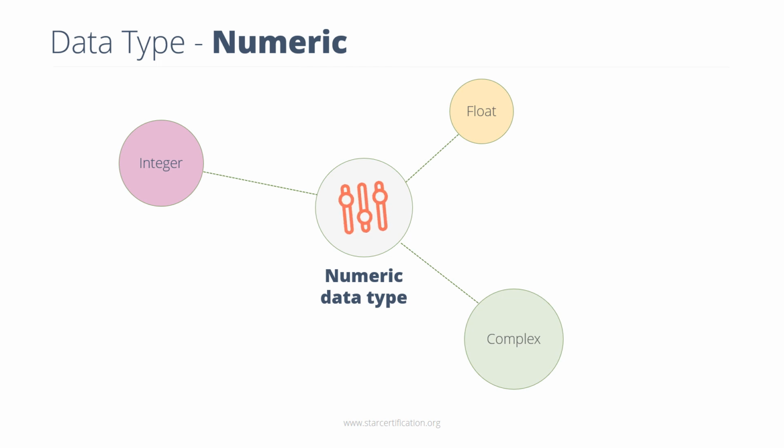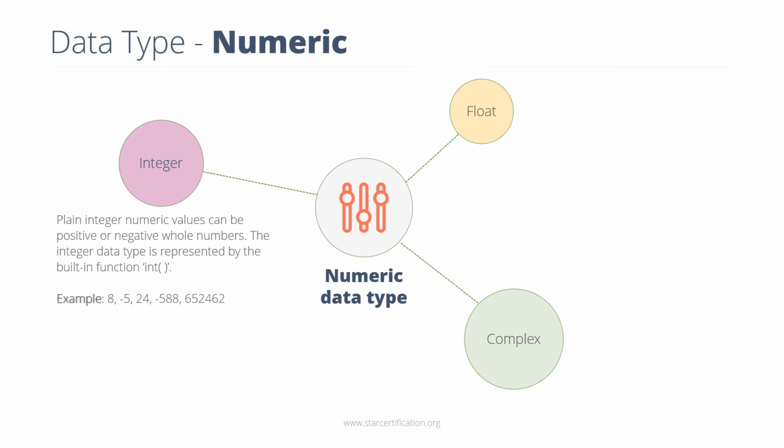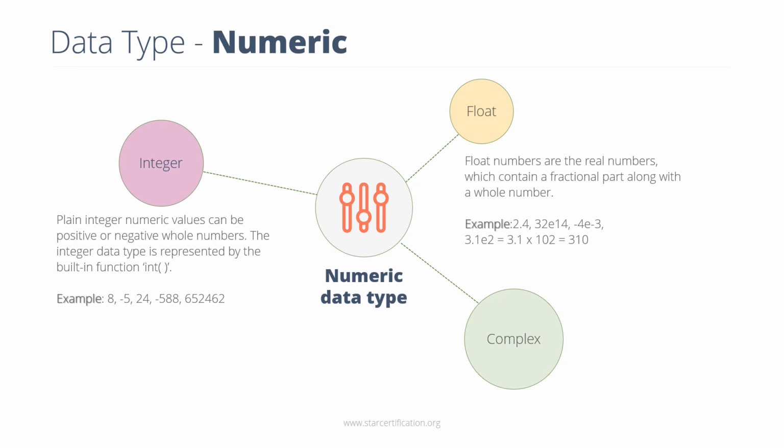The numeric data types are used to store numeric values. Integer data types in Python are the basic numeric built-in data types. Plain integer numeric values can be positive or negative whole numbers. Float numbers are the real numbers, which contain a fractional part along with a whole number. These numbers include a decimal point to divide the whole and fractional part.